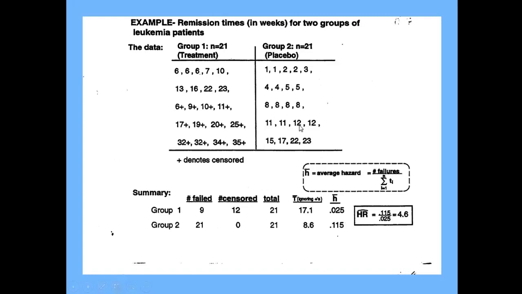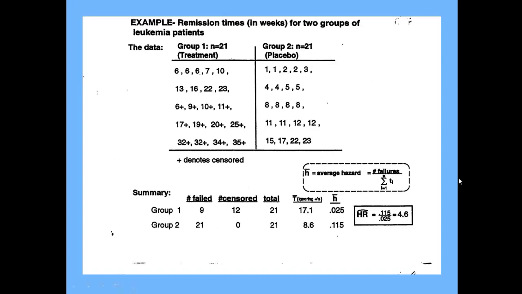21 over the sum of these turns out to be 1.115. So the rate for group 1 is 0.025, and the rate for group 2 is 0.115. That's what the rates are. The rate is the number of events, or the count, the number of times the event occurred during the time of the study over the person time separately for each group.